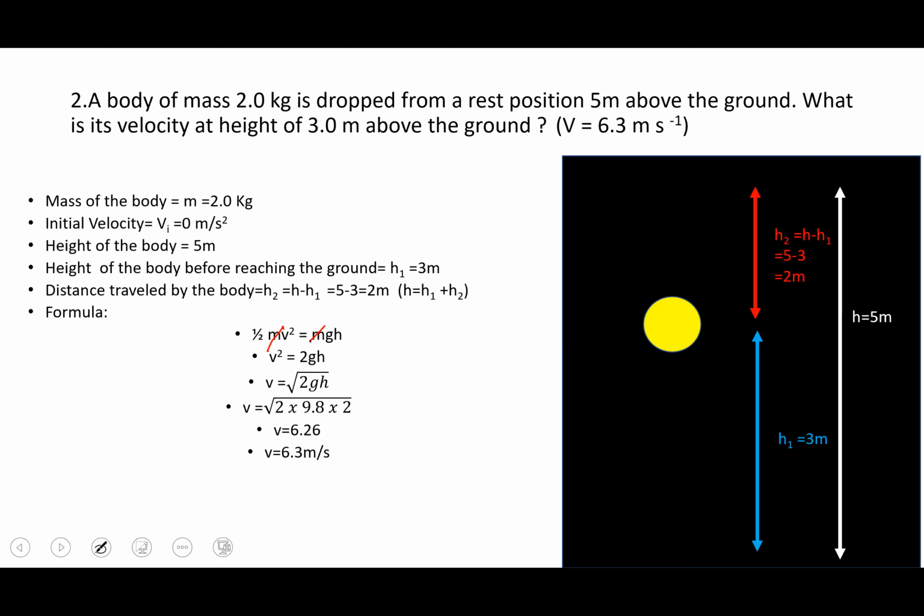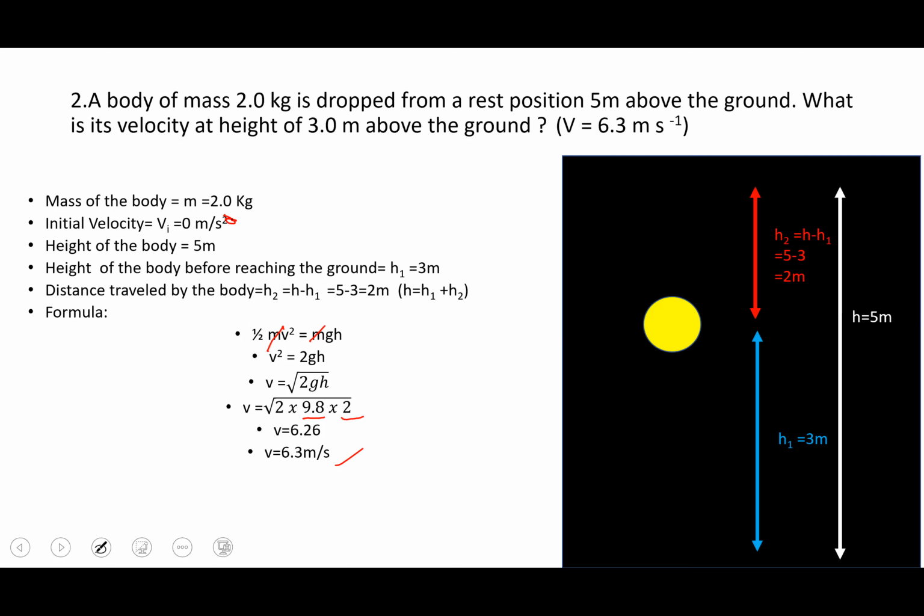square root of 2gh. Putting in the value of g and h, what do we get? 2 into 9.8 into 2. Our answer will come approximately 6.26, and when we round it off, it is going to be 6.3 meters per second. And please, one more thing, you have to remove this one, and this is 2.